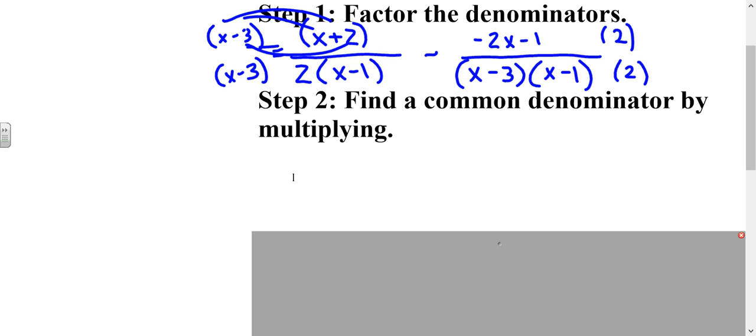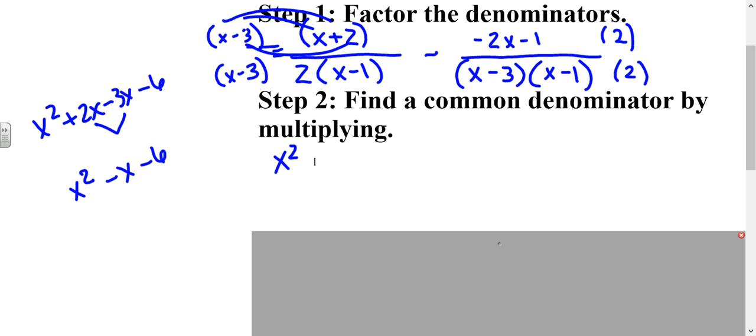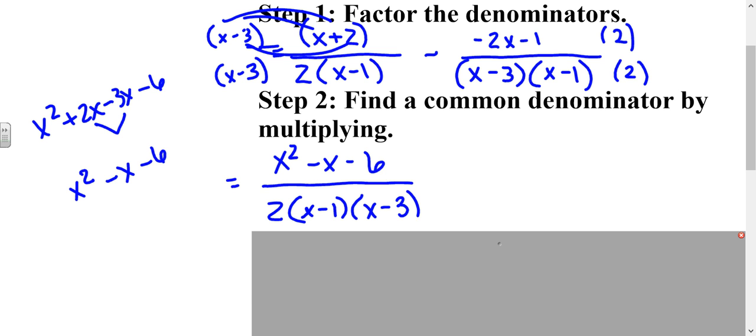Okay, so x times x would be x squared. I'll do this out to the side. Then x times 2 would be 2x. Then I have negative 3 times x would be negative 3x. And then negative 3 times 2 would be negative 6. Then I can combine the middle. So I get x squared minus x minus 6. And then the bottom can stay in factored form, because I just wanted to make sure they all have the same parts. And it really doesn't matter what order you write the numbers in.